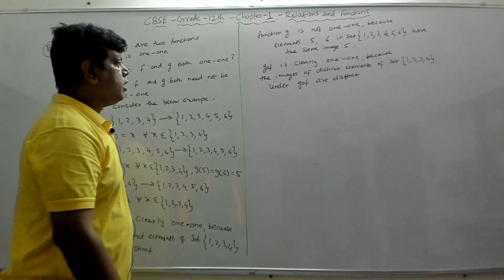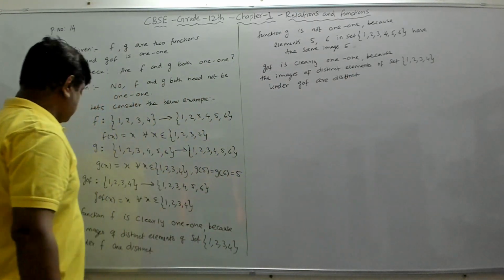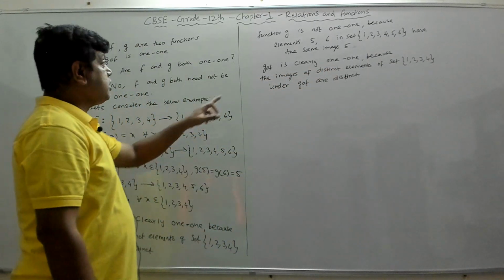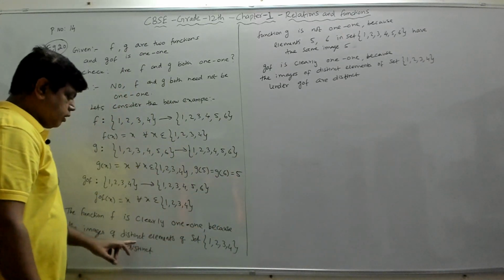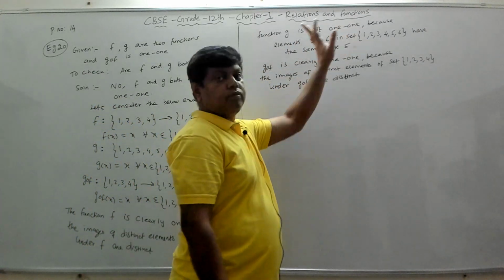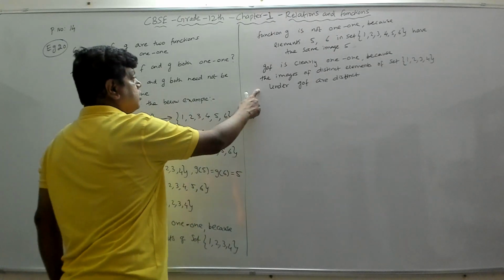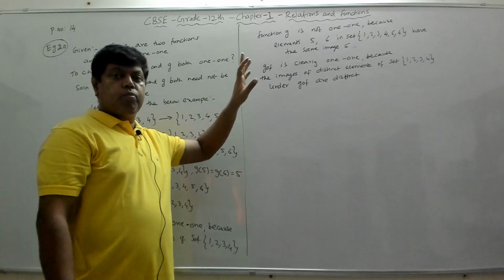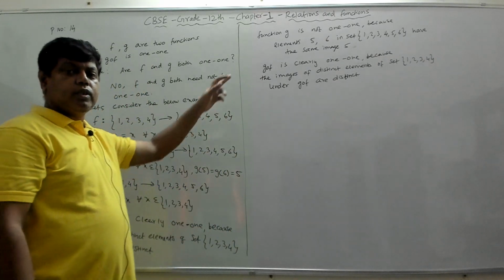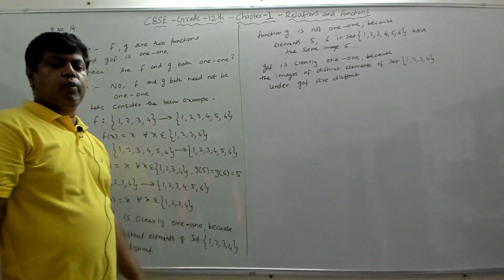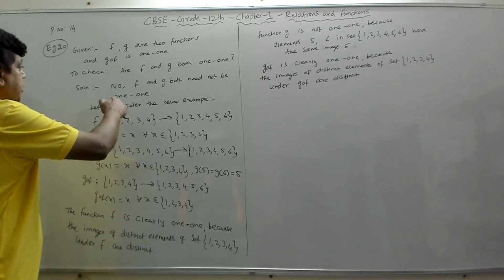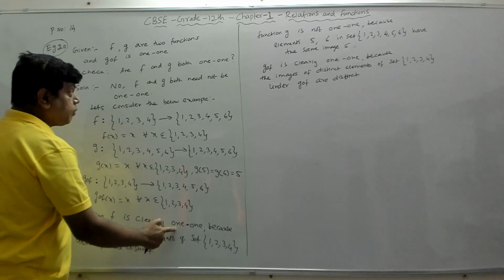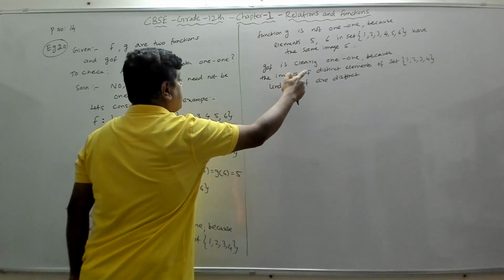So what have we proved here? We have proved that G of F is 1 to 1, but F and G both are not 1 to 1. Here F is 1 to 1, but G is not 1 to 1. But G of F is 1 to 1. So we found a function where G of F is 1 to 1, whereas F and G both are not 1 to 1. That is why we said no, F and G both need not be 1 to 1, because in this example, F is 1 to 1, G is not 1 to 1, and G of F is 1 to 1.